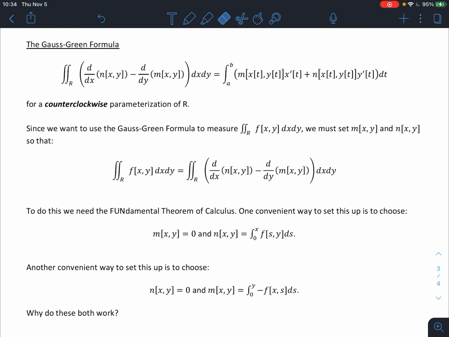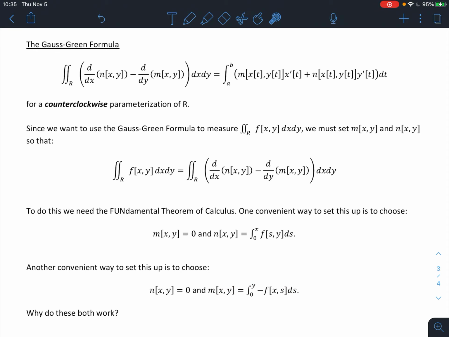Since we want to use the Gauss-Green formula to measure a double integral of f, we must set m and n so that we would get this to be true. So the key here is how to set that up. To do this, we need to use the fundamental theorem of calculus. One convenient way to set this up is to let m equal 0 and n equal this integral here. Another way to do it is to switch that: let n equal 0 and let m equal this integral here.